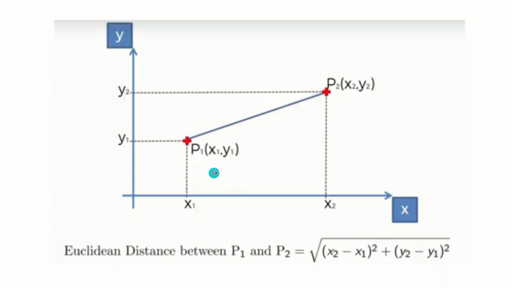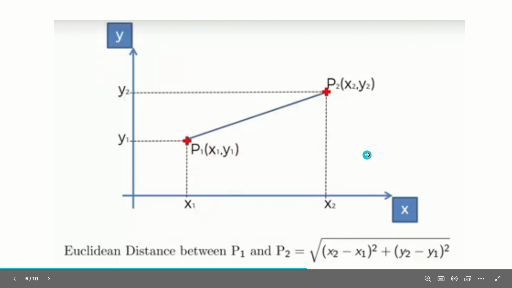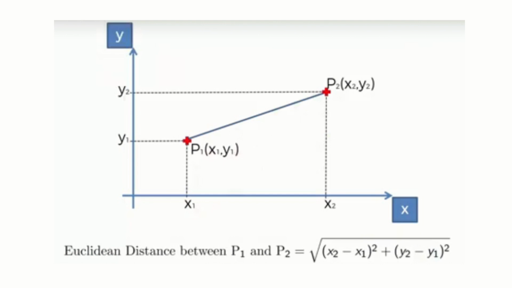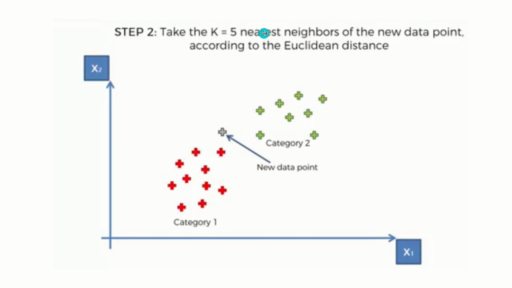Next step, here we need to work on the formula. As I've already told you, we all have studied mathematics, and this is the basic formula for finding the distance between 2 points, where we have the coordinates x1, y1 and x2, y2, and the simplest formula in mathematics: the square root of (x2 minus x1) squared plus (y2 minus y1) squared. This is the Euclidean distance between points p1 and p2. So in the second step, we take the k equal to 5 nearest neighbors of the new data point according to Euclidean distance. Earlier we were just looking at the diagram and deciding, but with the help of k nearest neighbor and Euclidean distance, we are able to find the nearest neighbors. So we have 3 here, 2 here, as step 2.